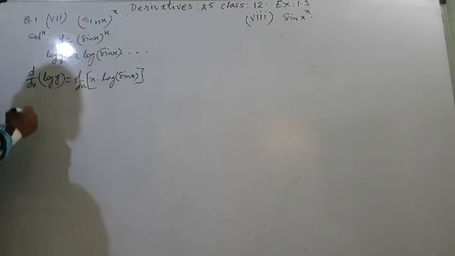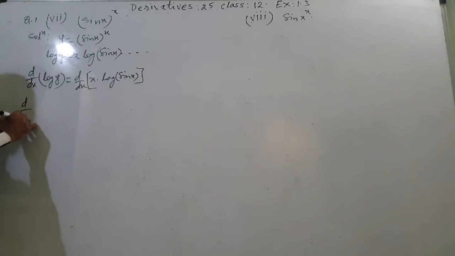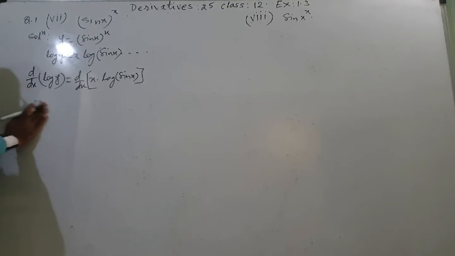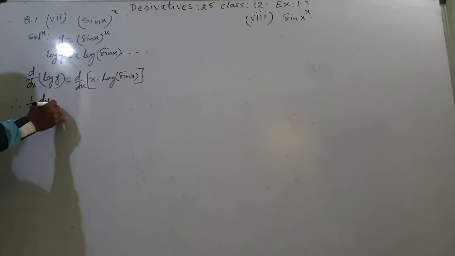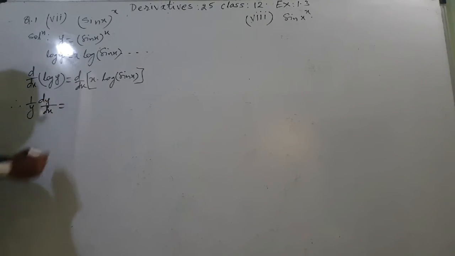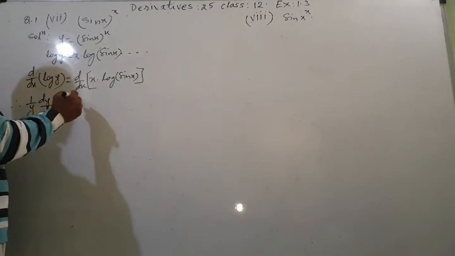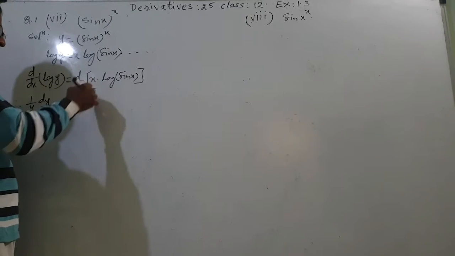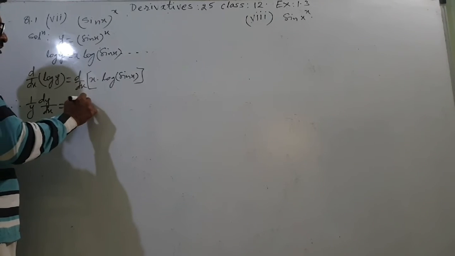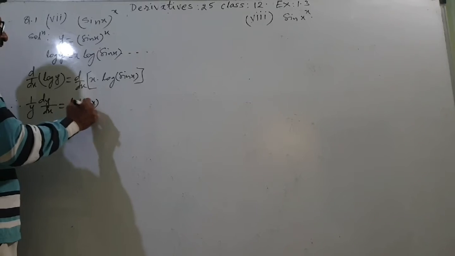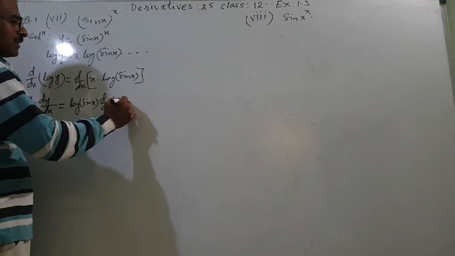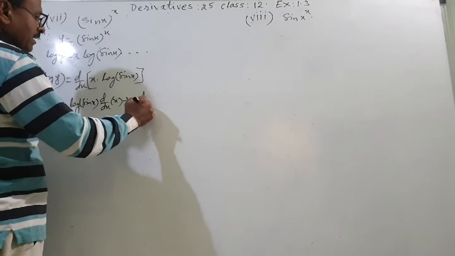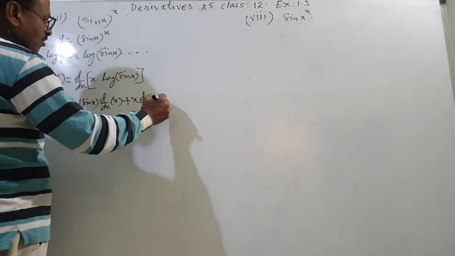So this is u into v. Now I will take the derivative. Therefore, the derivative of log y is 1 upon y, and the derivative of y is dy by dx, is equal to, this is u into v, so this has come first: take the derivative of this, log of sine x as it is, and take the derivative of x, d by dx of x, plus x as it is, and d by dx of log of sine x.